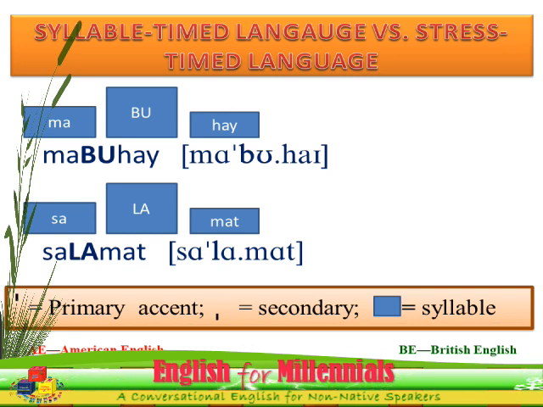Let's try the second word. Salamat, salamat. It's one word and it has 3 syllables also and accented on the second syllable. But as you notice again, all the syllables have the same length because we give equal length of time in producing each syllable.